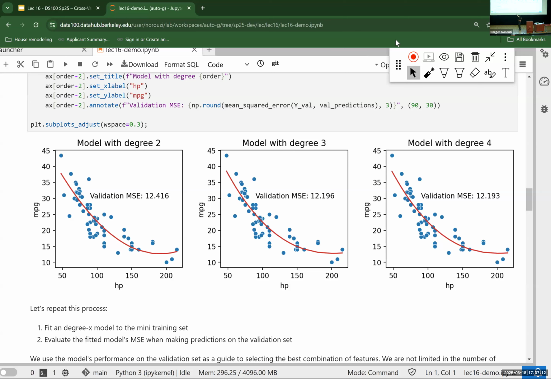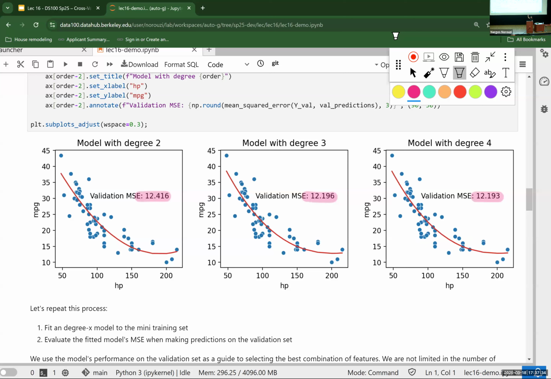So look at the validation MSEs. I have one validation MSE here that's like 12.4, another one 12.1, and another one 12.193, right? So which one is going to be a better model complexity that we can use based on the validation data? The one with the lowest MSE.